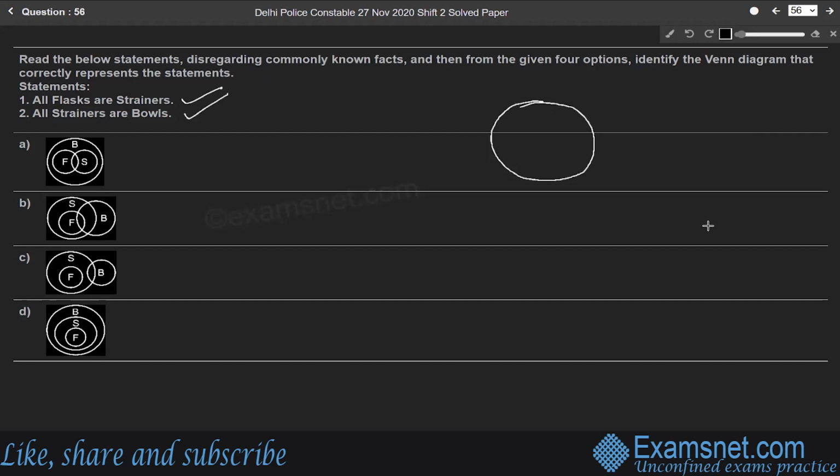There are some bowls. In that, some are strainers. So in those strainers, some are flasks. So this diagram indicates all flasks, this region, all flasks are strainers, right? And at the same time, all strainers are bowls, right? Therefore, option D is the right answer.